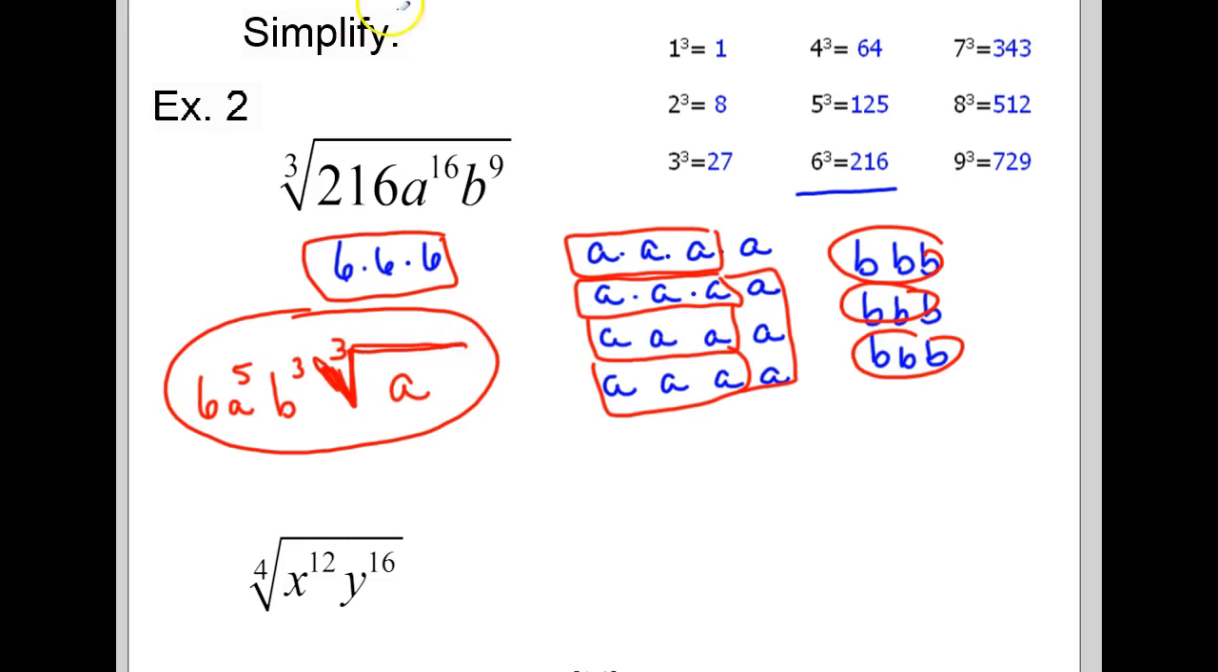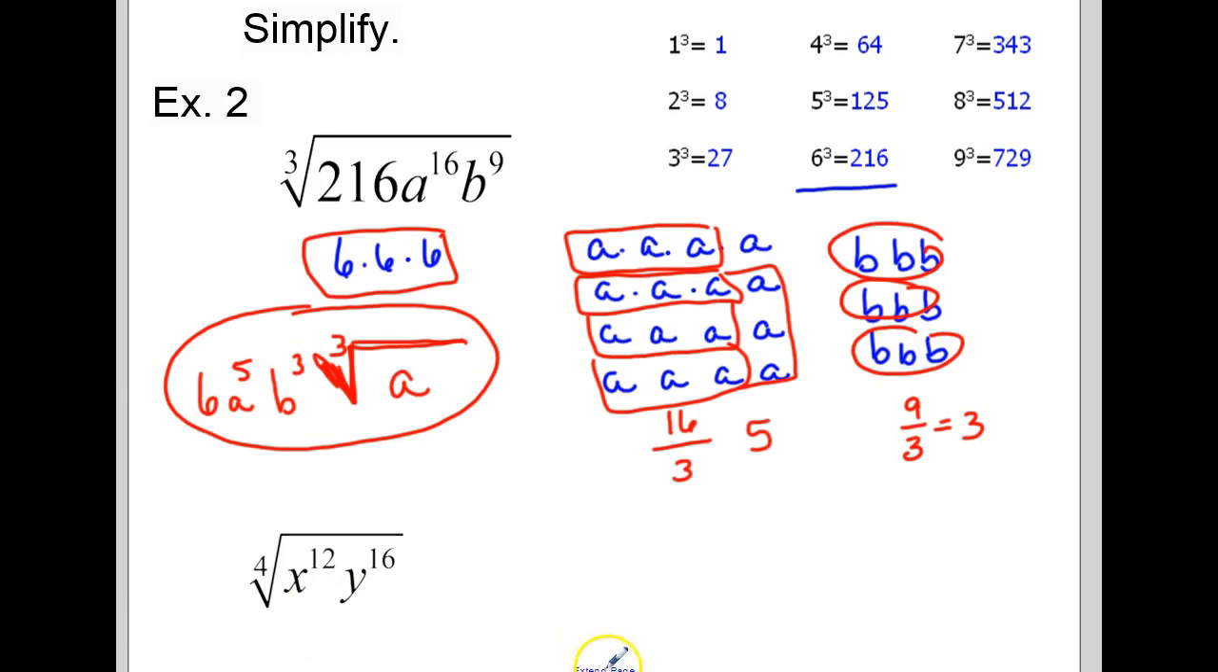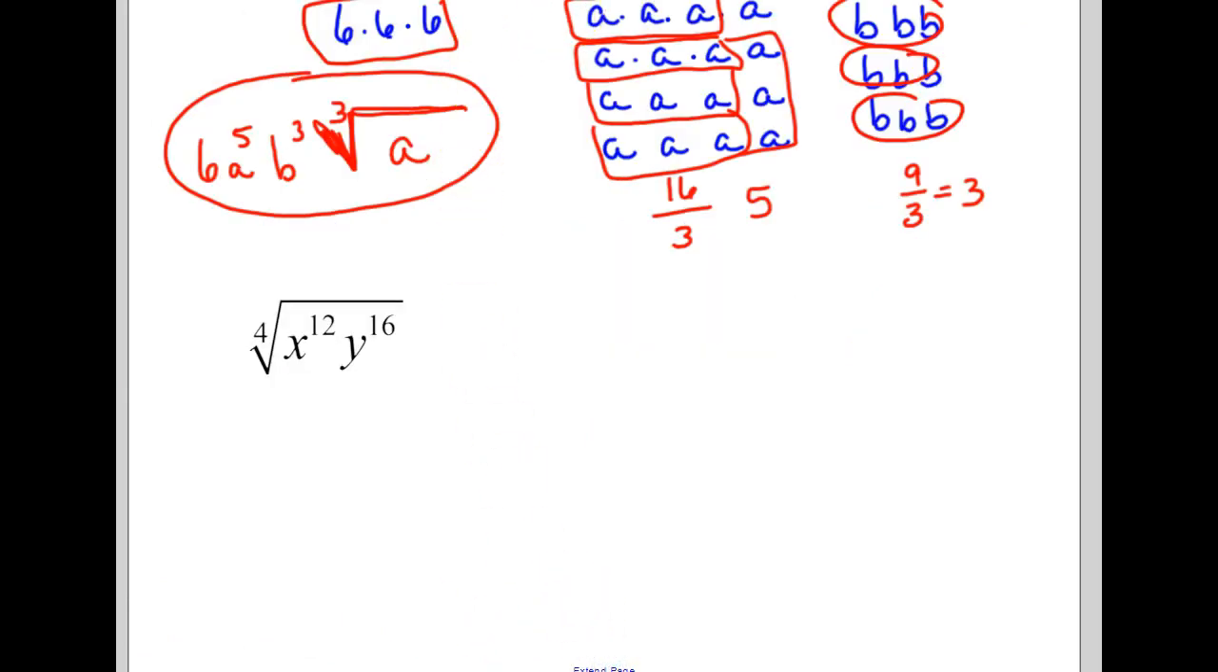I want to show you a shortcut for this 16. Notice I have 16 A's here. If I divide it by the number 3, that is 5 with 1 left over. So I brought A to the 5th out. I've got A to the 1 left over. I have 9 B's. 9 divided by 3 is 3. How many B's did I bring out? 3.